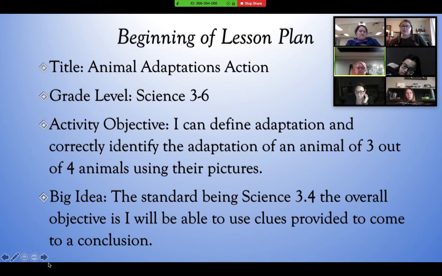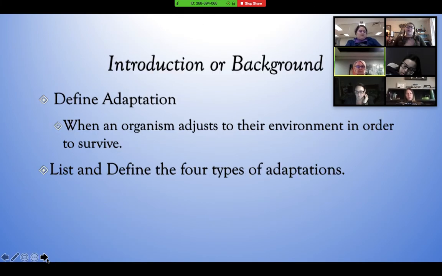So for introduction or background, this is something you're going to have to do before, either on another day or as an introductory lesson before this activity. So you're going to have to define adaptations. So when an organism adjusts to their environment in order to survive, and you're going to have to list and define the 4 types of adaptations that will be in the activity. And I suggest you also use animals.